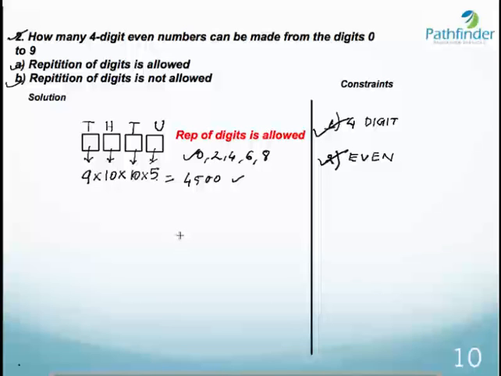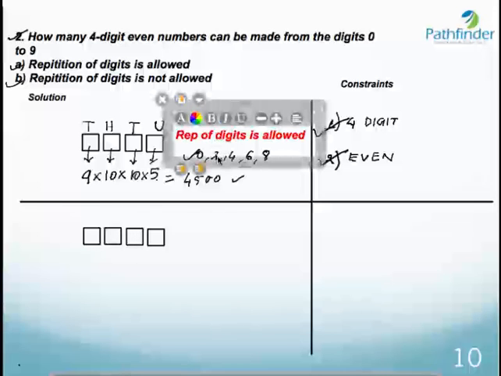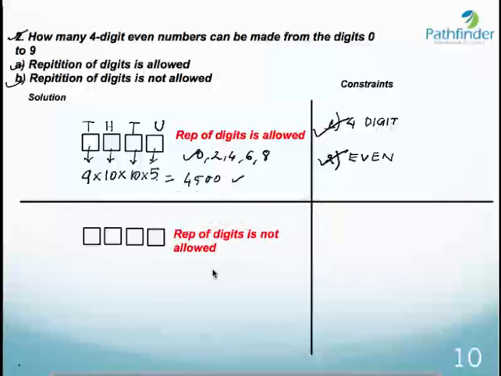Now, what will happen when repetition of digits is not allowed for the same question? Let us see that. Once again, we have these 4 boxes representing the units, the tens, the hundreds and the thousand place. And in this question, repetition of digits is not allowed. So again, we start by filling the units place.